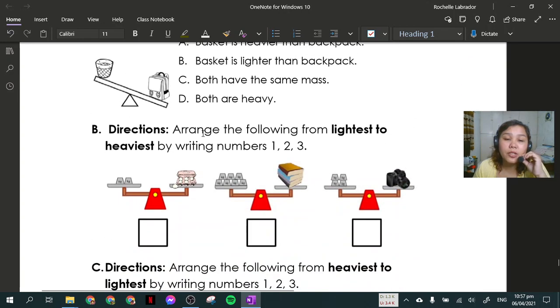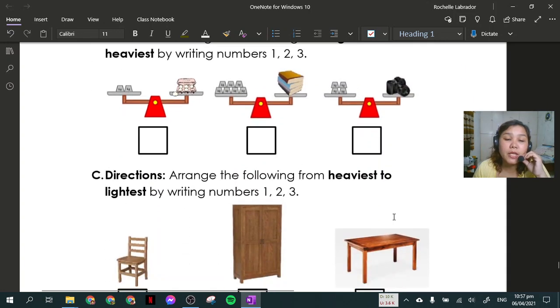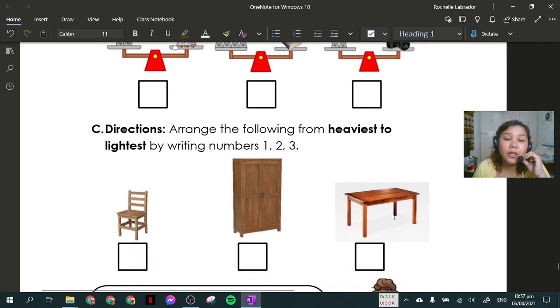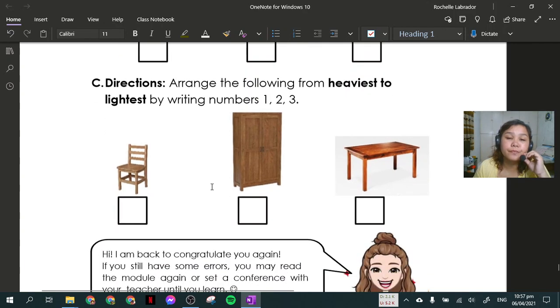Part B, arrange the following from lightest to heaviest by writing numbers 1, 2, 3. So you just refer to the pictures. 1 for the lightest and until number 3, the heaviest. Part C, arrange the following from heaviest to lightest by writing numbers 1, 2, 3. So this time, 1 will be marked as the heaviest, and then 3 will be marked as the lightest.